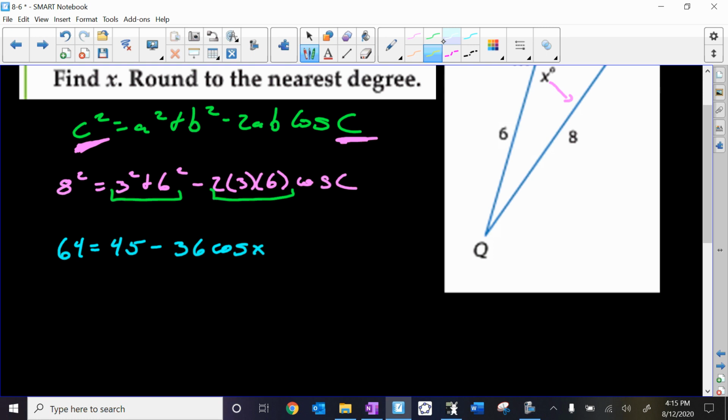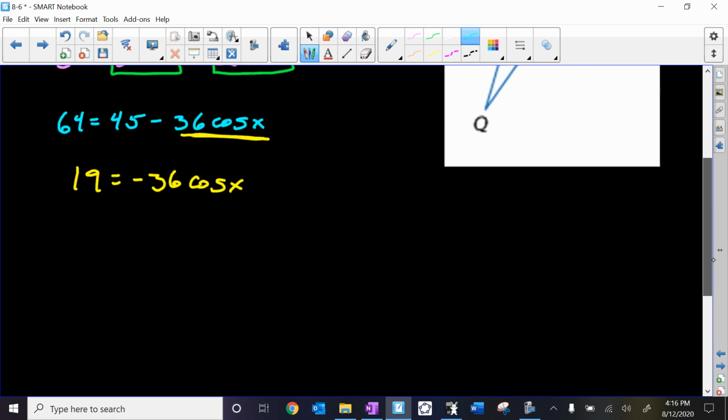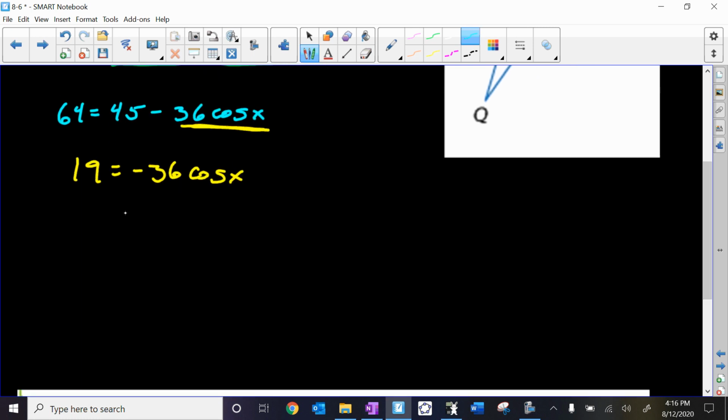Again, do not subtract 45 minus 36 because I have 36 attached to the cosine of x. That's multiplication. So instead, we need to subtract the 45 over to the left. So 64 minus 45 gets us 19 equal to negative 36 cosine of x. Now to get rid of the negative 36, we're going to divide that over. So we have 19 over negative 36 equal to cosine of x.